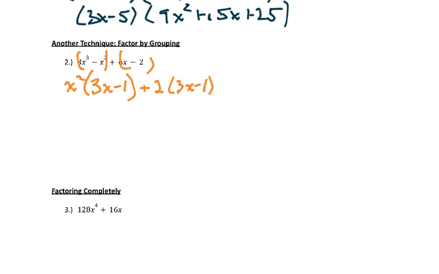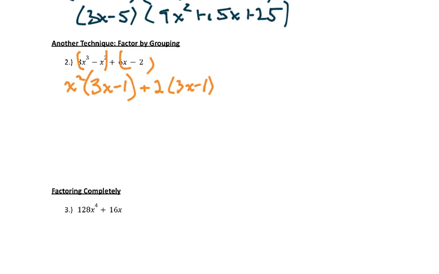And again, the only way this grouping works is if when you factor out those first terms, you get the same two factors. Again, notice 3x minus 1, 3x minus 1. The grouping technique will work here if that is what you end up with. If you end up with two different terms, grouping will not work.